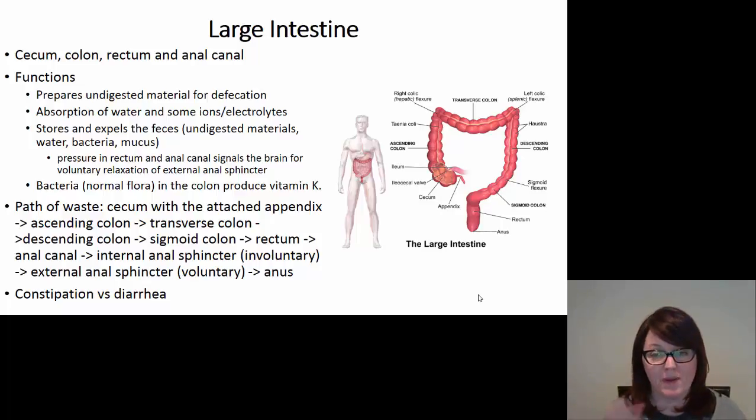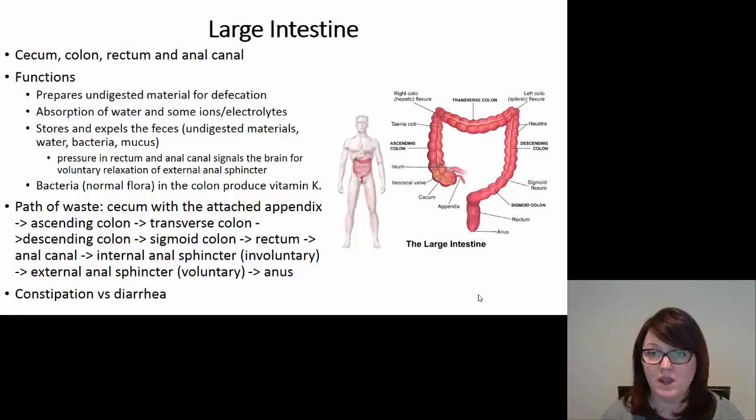So I want to talk a little bit about the process of defecation, right? So as the undigested food residue builds up in the rectum and the anal canal, it will create a pressure, and a signal will be sent based on this pressure to the brain. And when the brain receives the signal, basically you're going to start thinking, okay, I need to find a place to go to the bathroom. And it's waiting for voluntary relaxation of the external anal sphincter.